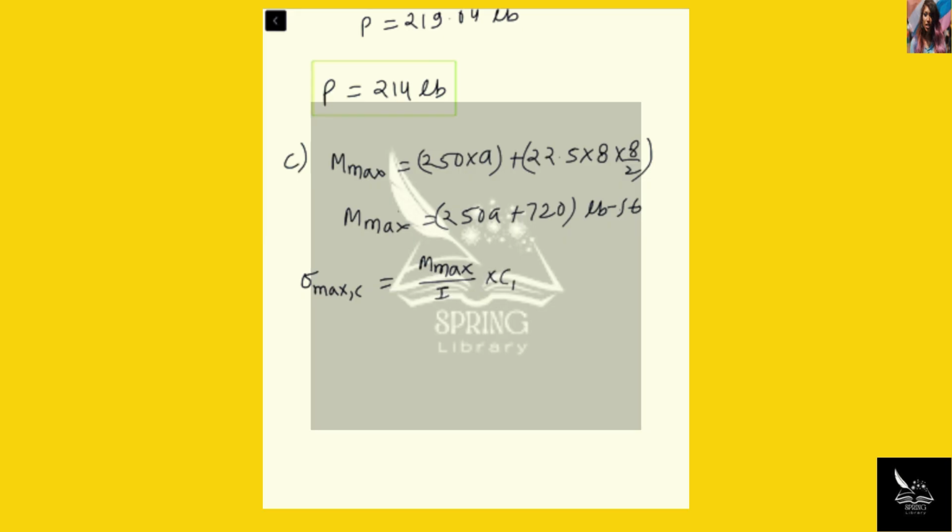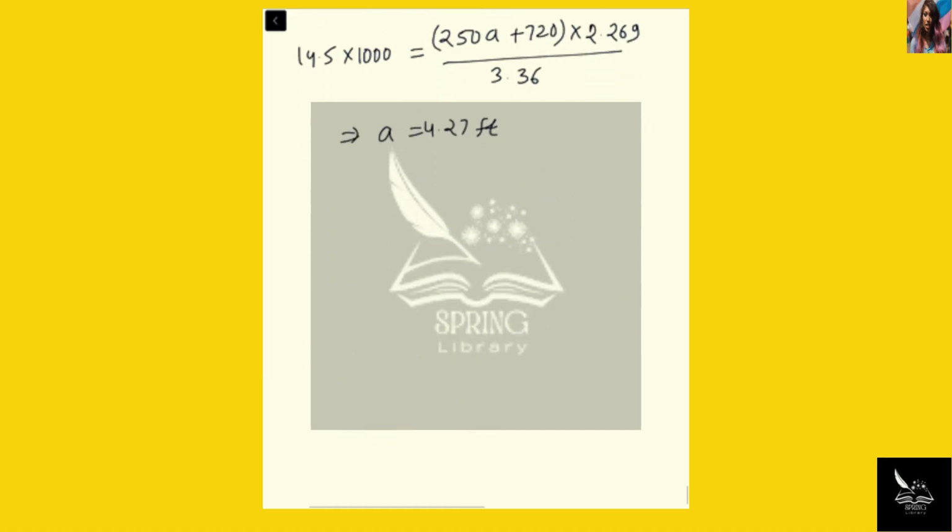Okay, so the maximum compressive stress here will be sigma max compressive equals Mmax divided by I multiplied by C1. So sigma maximum compressive will be equal to 14.5 ksi, multiplied by 1000 to convert into psi, and Mmax is equal to 250A plus 720 multiplied by C1, which is 2.269, divided by I, which is 3.36. So from here after solving we get A equals 4.27 feet.